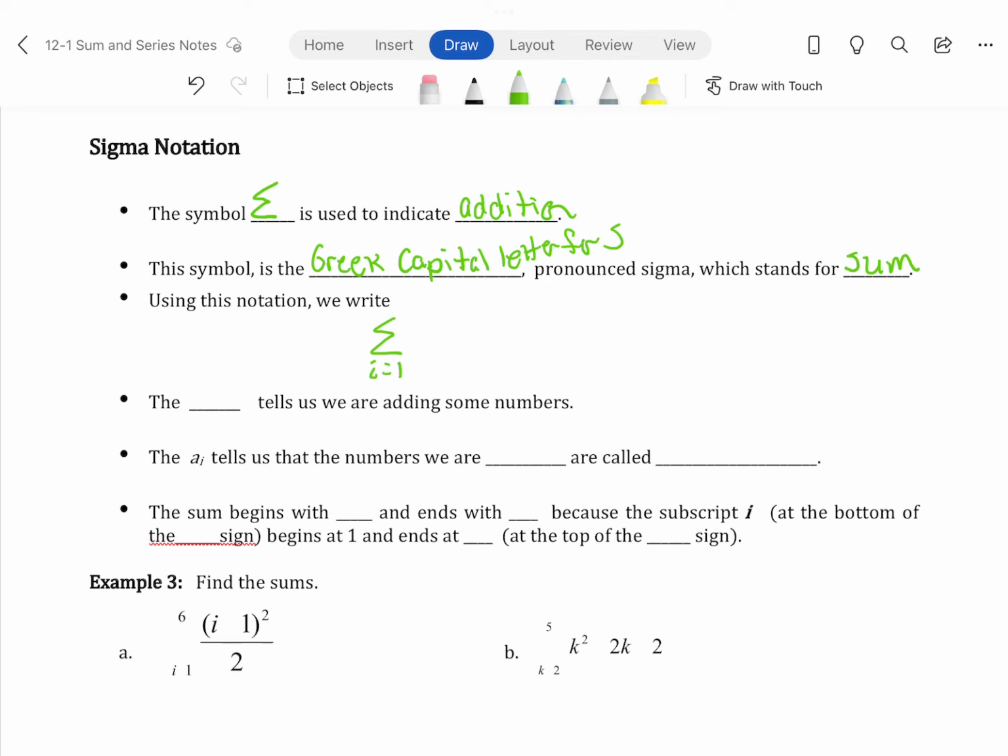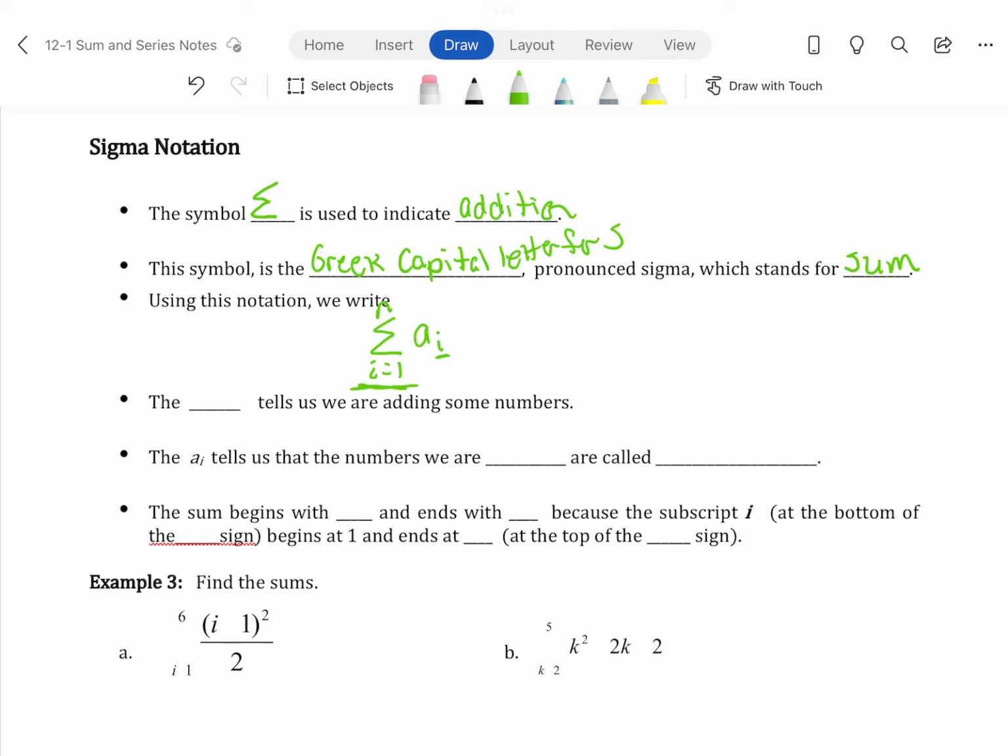I equals 1 to some number. We'll just say n again like we did before, of some function, so I'm going to call it A_i. When you do this, whatever letter is down here in your sum needs to be the same one that's up here in your sum. A lot of times you're going to see it be the letter k also. It doesn't matter what letter it is, okay?